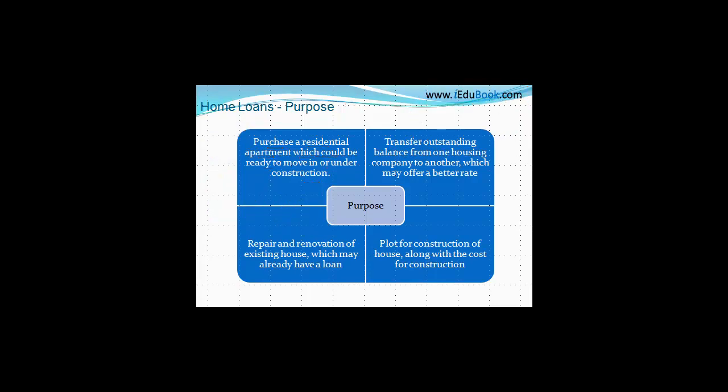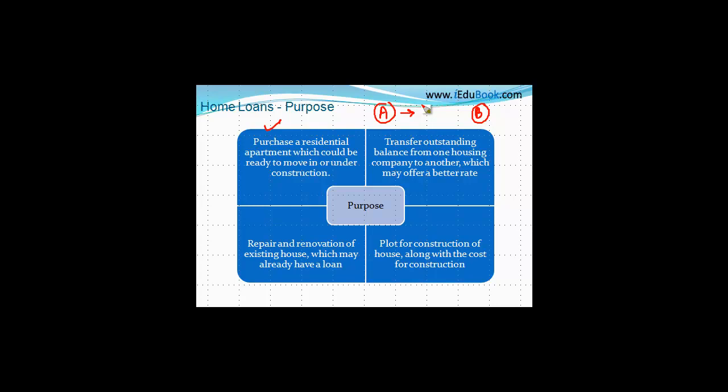The second one is transfer outstanding balance from one housing company to another, which may offer a better rate. So it's not always necessary that you go and take a loan to purchase a house property. In some cases, what can also happen is, let's say you took a loan from a housing company called A, right? This company turned out to be crooked, and they started harassing you. They started levying some charges which were not leviable. They are charging you a high rate of interest, whereas the other banks are charging you a lower amount, or they are engaging themselves into certain other malpractices.